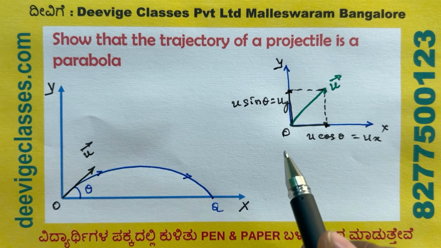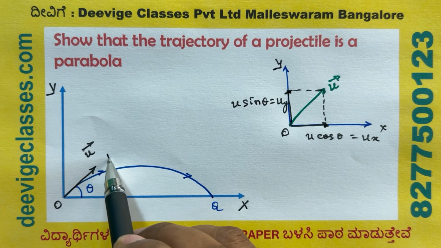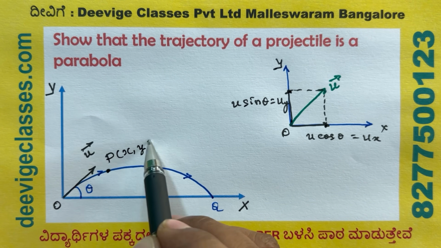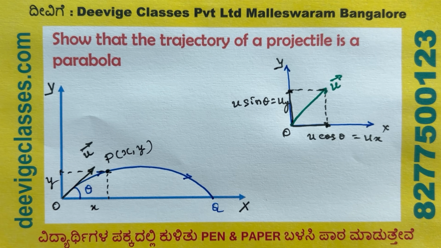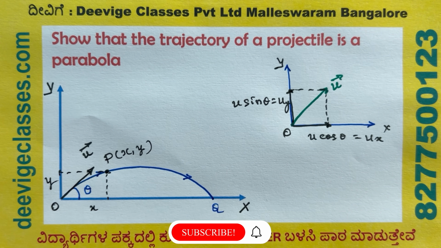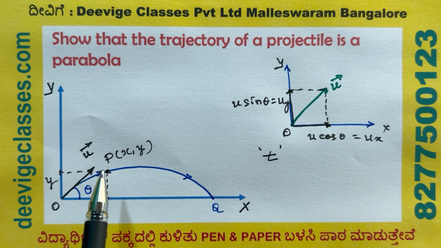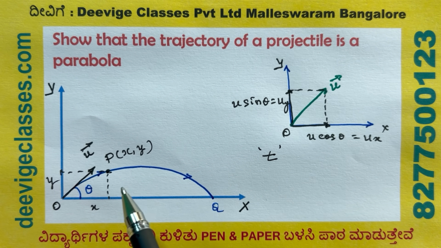Now assume that in a time t, the projectile has reached a point P. To represent the position of the particle, we require two coordinates, x comma y, one along the x-axis and one along the y-axis. Now let us refer to the horizontal distance covered by the projectile in a time t when it reaches the point P.